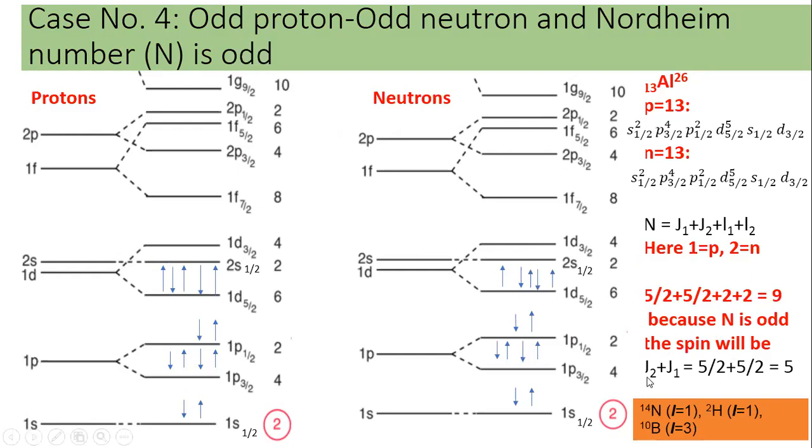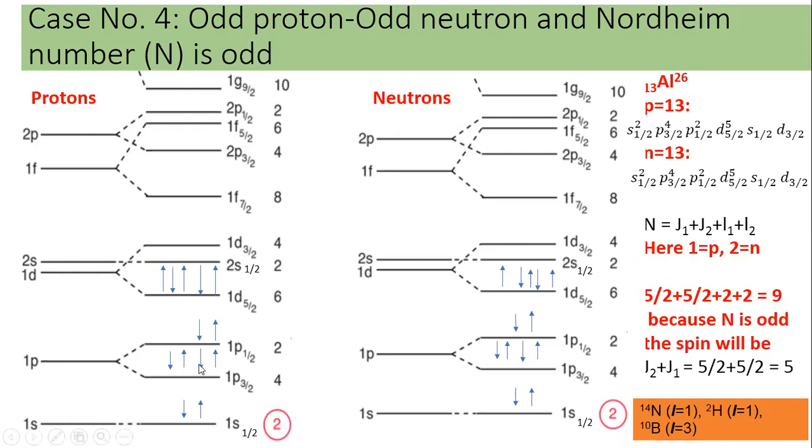You just have to add up J1 plus J2. In this case, we have already calculated J1 as 5 by 2 and J2 as 5 by 2, and the sum gives you the value of 5. So the nuclear spin for aluminum-26 is 5. You can do the same for the rest of the nuclides, like the example given here. The main important thing is that when both protons and neutrons are present in odd number, the nuclear spin will be an integer, that means 1, 2, 3, 4, 5, and so on.